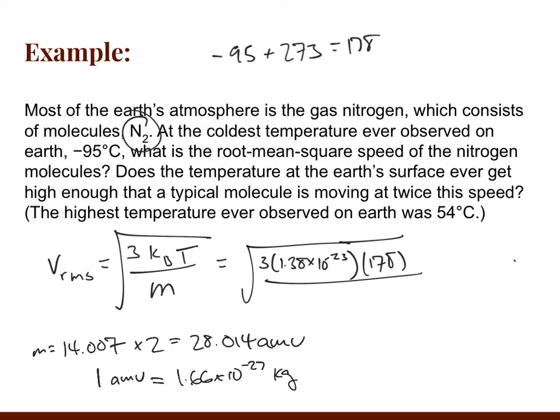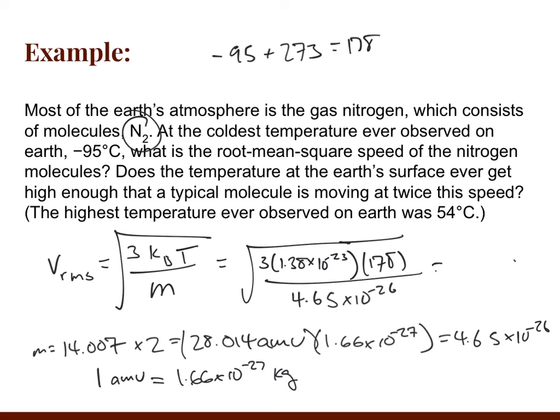So you're going to do 28.014 times 1.66 times 10 to the negative 27th to get 4.65 times 10 to the negative 26th kilograms. And that's what will go in the denominator of your square root. And then you'll calculate that out to get the speed. And the speed you get is 398 meters per second.